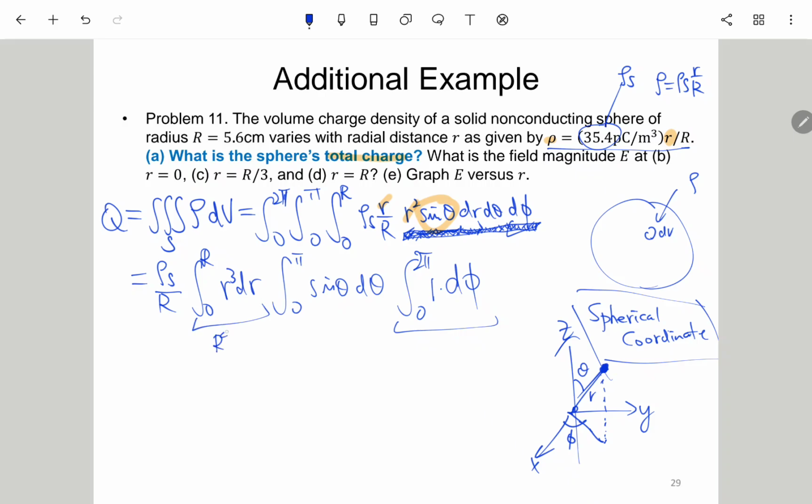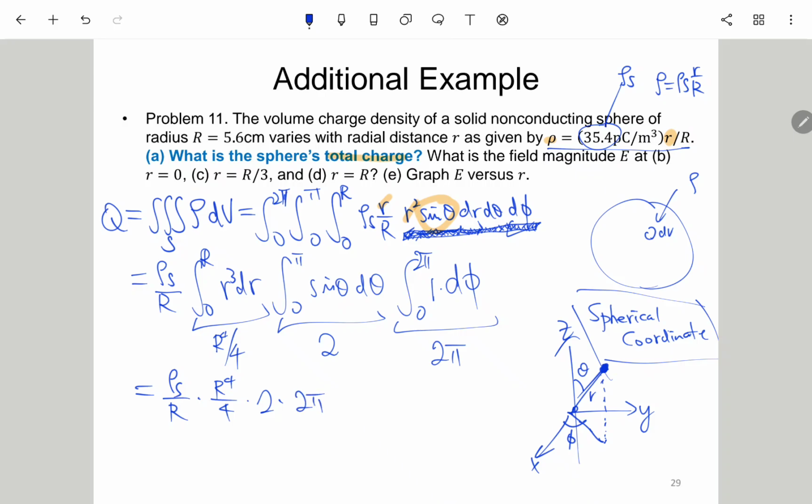This one will be r to the 4th power over 4. This one, the antiderivative will be negative cosine, and then evaluate from 0 to pi. Cosine of 0 is 1, cosine of pi is negative 1, so this one will be 2. And then we integrate this 1 from 0 to 2 pi, so it turns out to be 2 pi. So it turns out to be rho s over r times r to the 4th power over 4 times 2 times 2 pi.